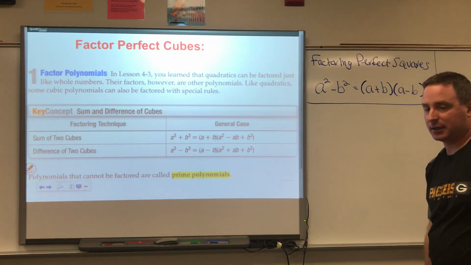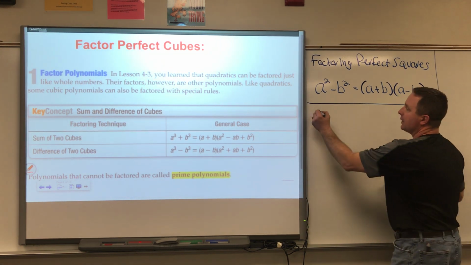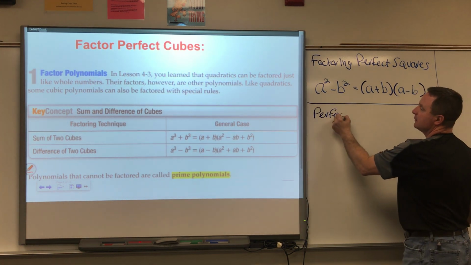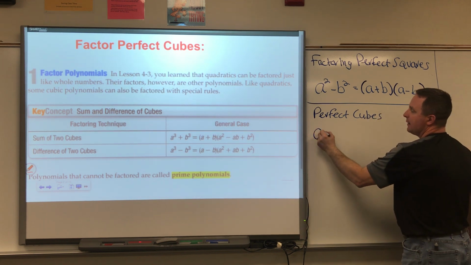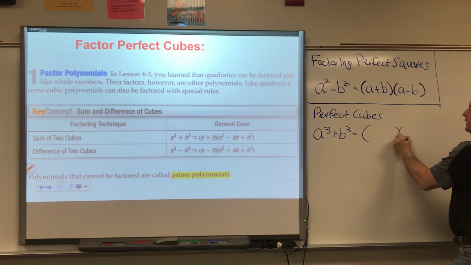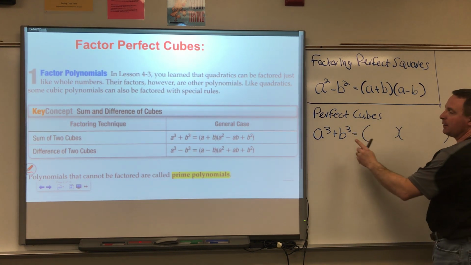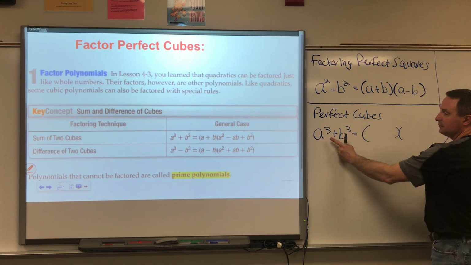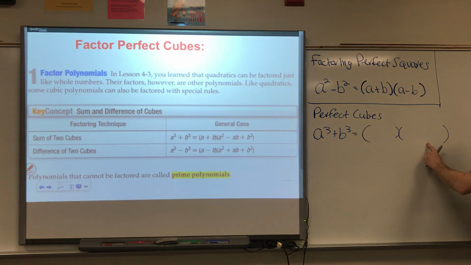This page is in your book. Okay? But I'm going to write it over here on the other side, so I have it as a reference. Perfect cubes. Okay? What if I had a cubed plus b cubed? Okay, there's a little pattern to these as well. Okay? There's a little piece and a big piece.